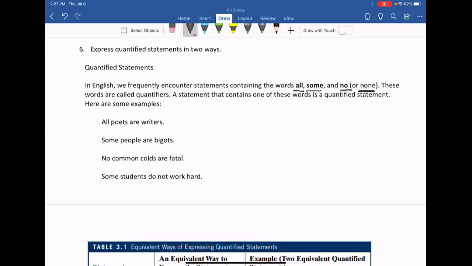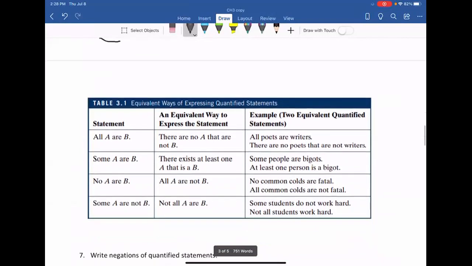Here are some examples. All poets are writers. Some people are bigots. No common colds are fatal. Some students do not work hard. So these are all quantified statements. Okay, here is a table of equivalent ways of expressing quantified statements.